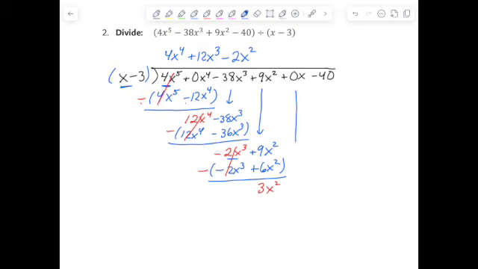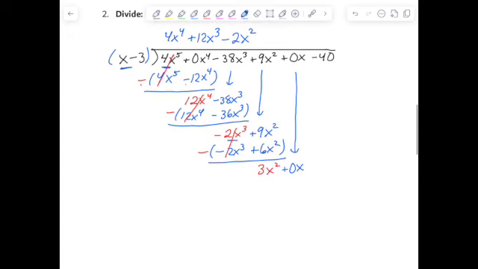Bring down what's next in line, which is a 0x, and again, it's nothing, but it's helping to line up your like terms here. And now 3x squared divided by x from the x minus 3, so that would be plus 3x. And now multiply back through. 3x times x is 3x squared. 3x times negative 3 is negative 9x. And subtract. 3x squareds cancel out. 0 minus negative 9 is plus 9, so that will give you positive 9x. Bring down what's next in line, and this should be the last division step here.